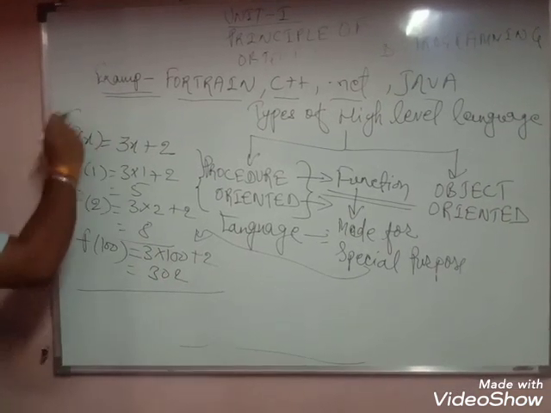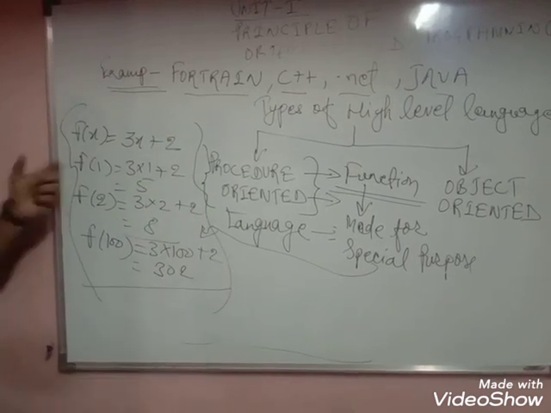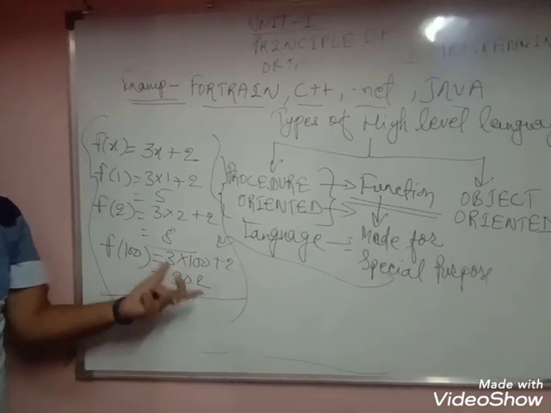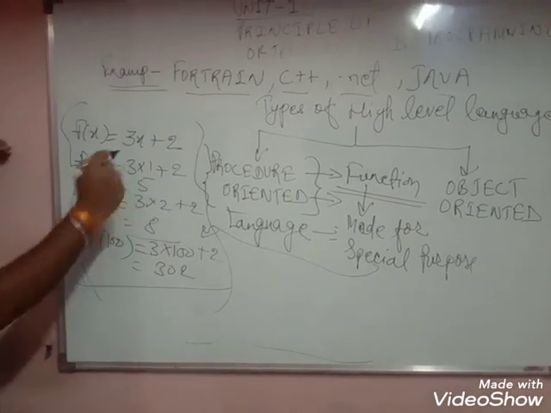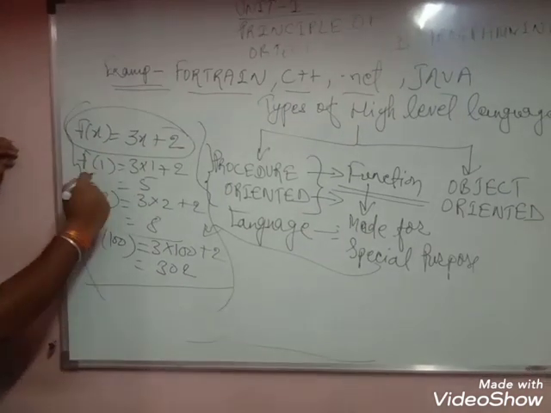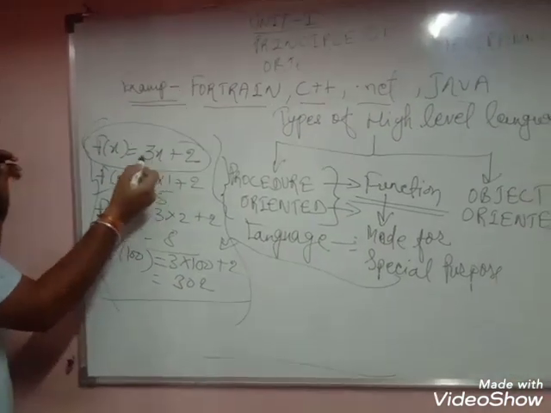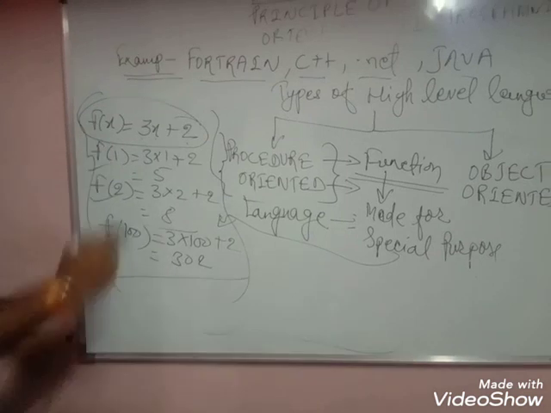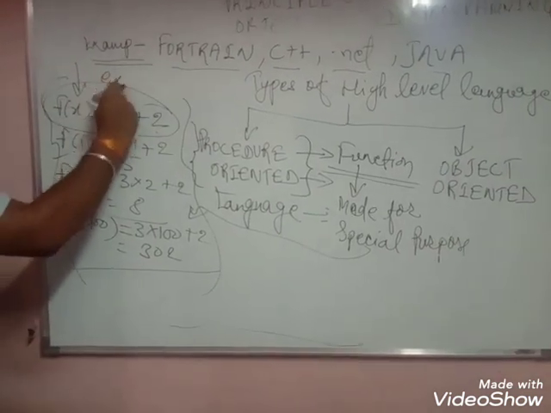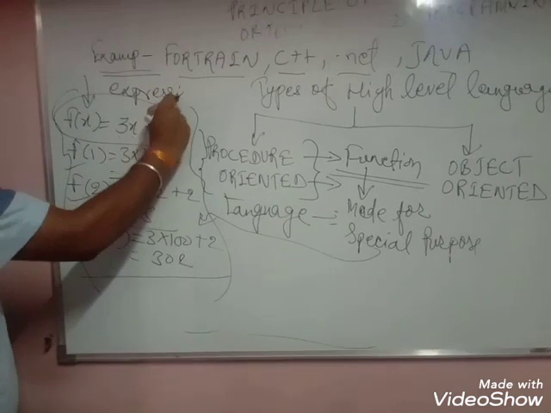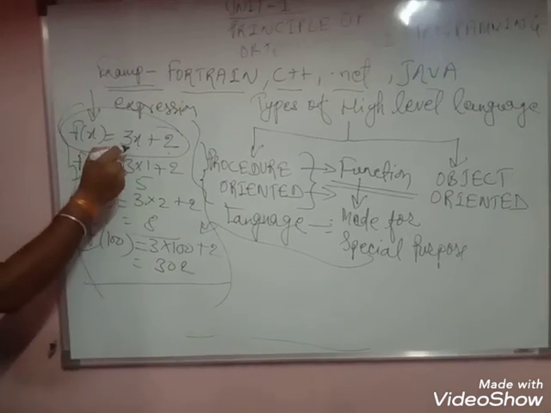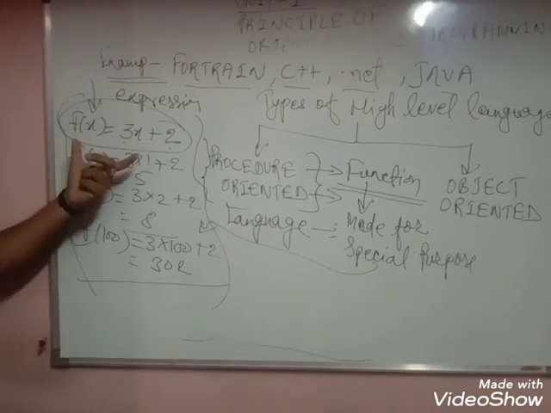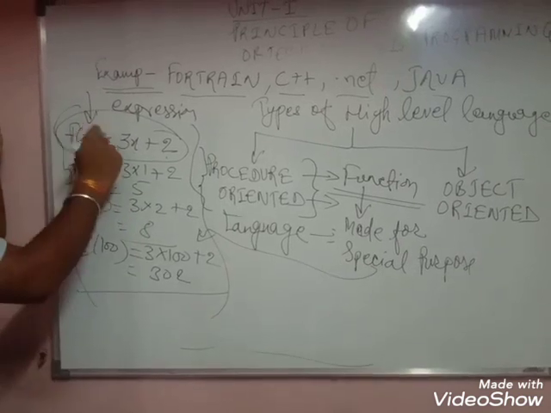So what I want to teach you is that you can put any value of x. It can be 1, 2, 300, 500, 200 or anything. The procedure of this function will be the same. The value of x will be multiplied by 3 and 2 will be added. Here also the same process, here also the same process. This expression is only for one purpose: the value of x will be multiplied by 3 and 2 will be added to that. So this is called a function, which is made for a special purpose.